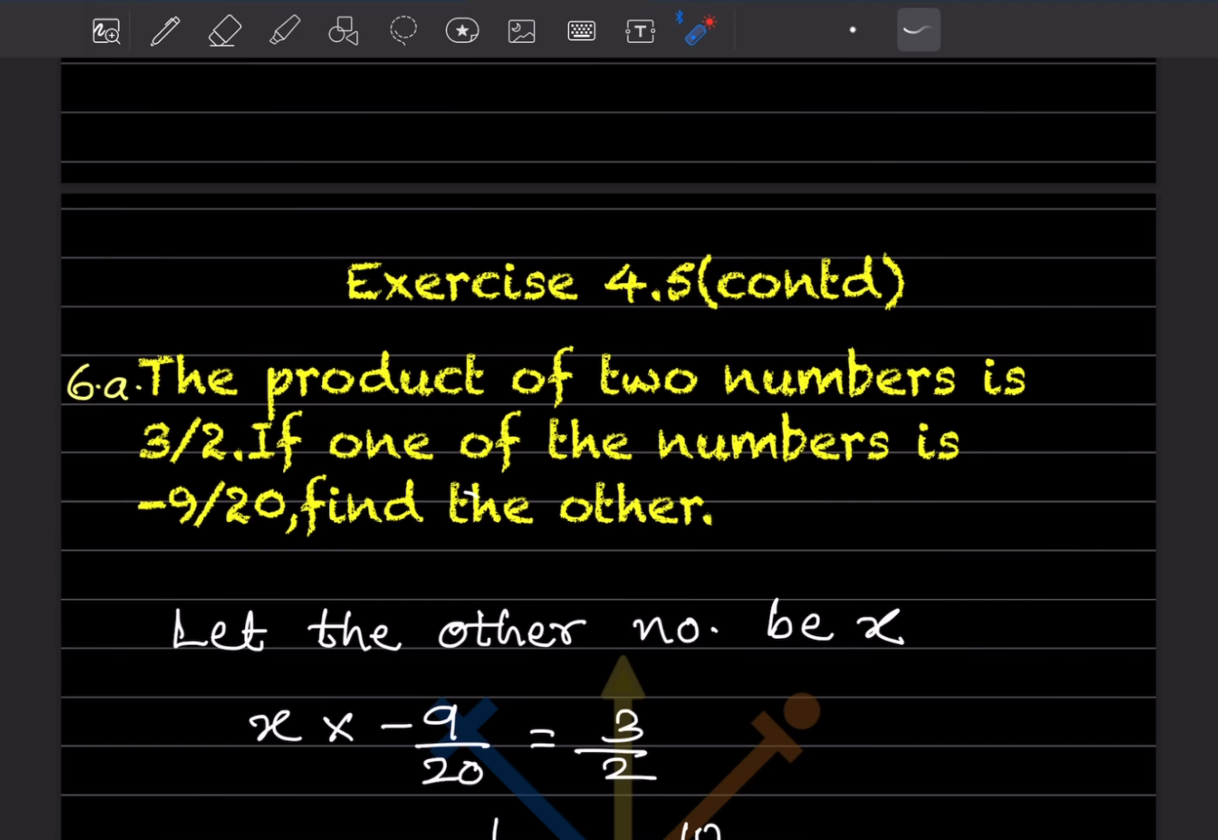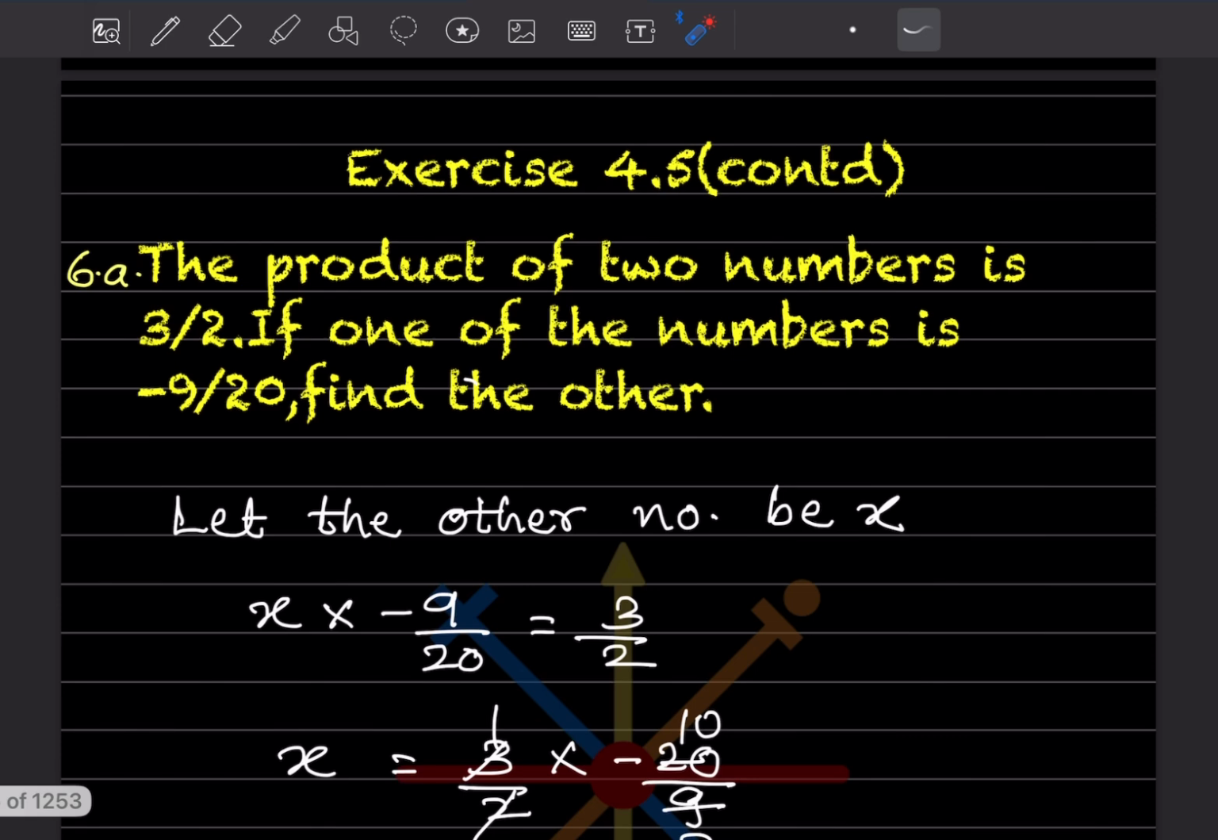The product of two numbers is 3 by 2. If one of the numbers is minus 9 by 20, you have to find the other. So here they said the product, so we'll consider the other number as x. Product means multiplication. So x into the one number given as minus 9 by 20 is equal to 3 by 2.